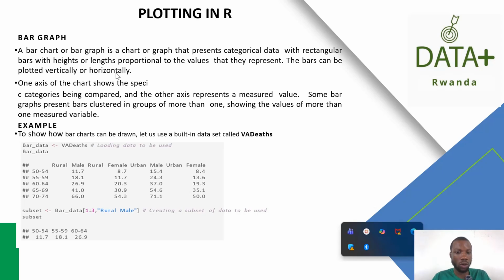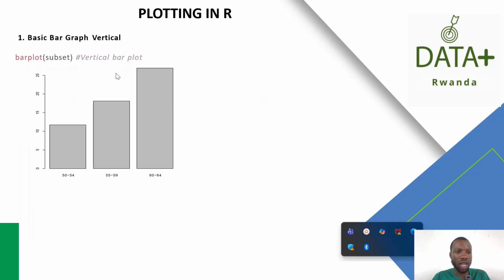So those are also in the data set called VADIF. This variable called VADIF is composed of rural male, rural female, urban male, something like that. So the bar chart, that's how we plot the bar chart.